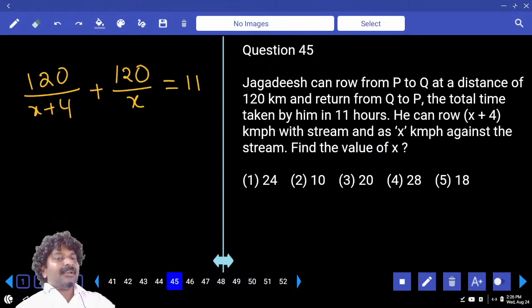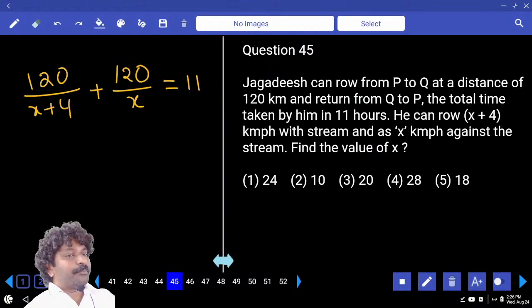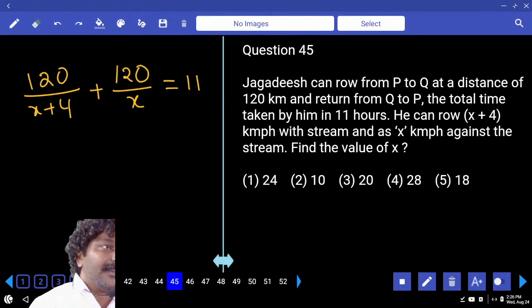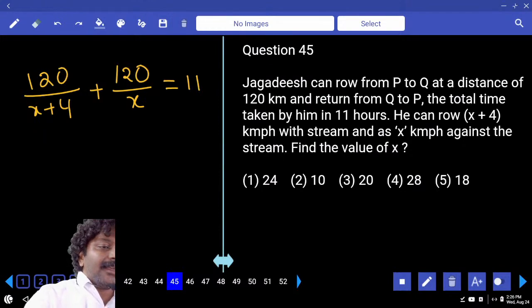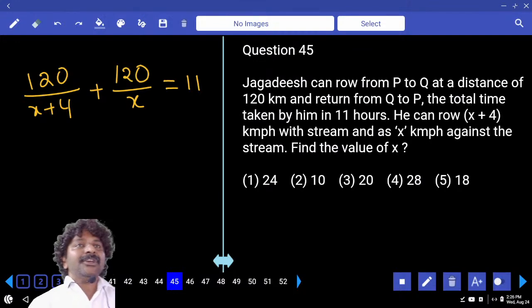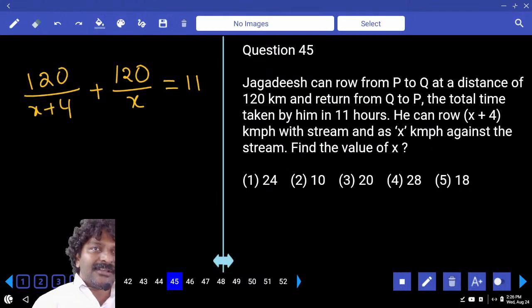Now here, x and x plus 4 both must be factors of 120 because they are in the denominator. And the difference between these two numbers must be equal to 4, so you need to identify factors of 120 with a difference of 4. Otherwise, you need to take the LCM and solve the equation. If you try to solve the equation, you will get a quadratic equation and it becomes lengthy. The third process is substitution. Your answer is to calculate the x value, which is there in the options.